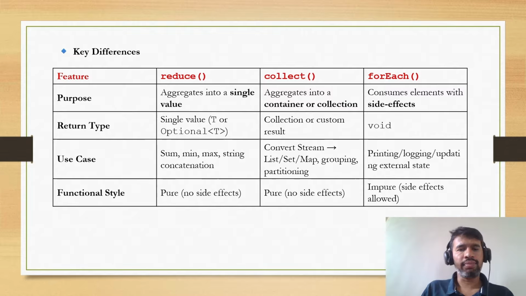Functional style, all are functional style. Only forEach has some side effects, like you can perform some operation on it. So this is the difference between reduce, collect, and forEach. I hope it's very clear to you. Let's move on to the next question.